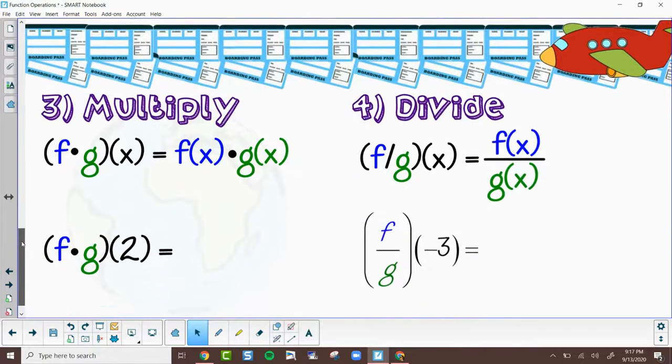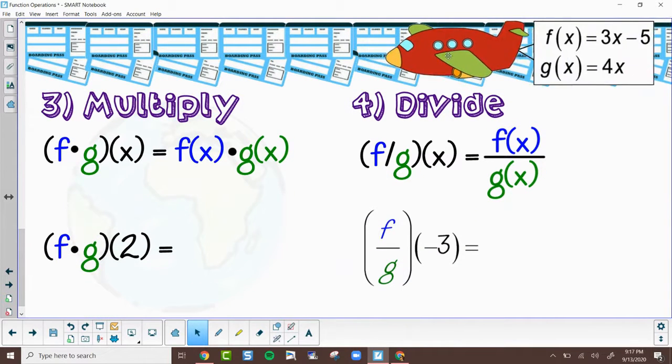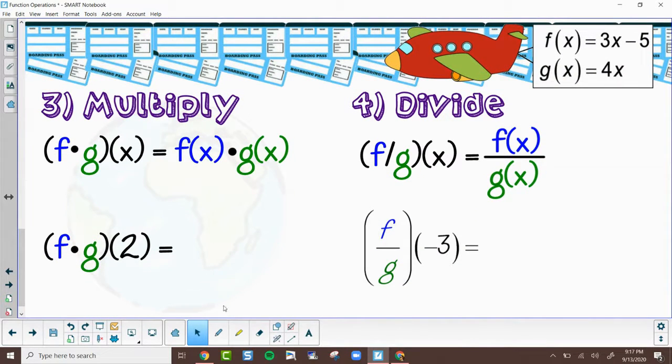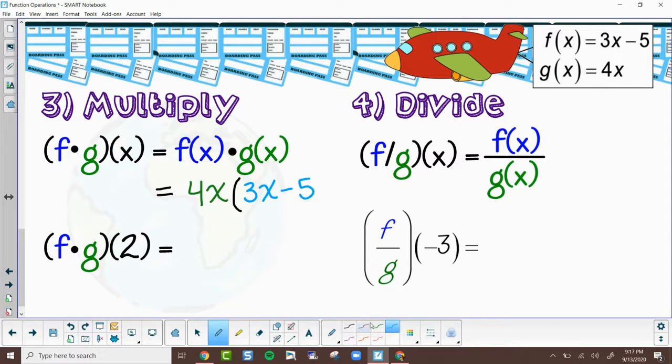All right, we're going to try multiplication and we're going to try division. So again, here's my f and g. So we're going to try to multiply and we're going to try to divide. So, okay. So I've got g of x and f of x. So I've got 4x. And I'm going to write these kind of side by side, kind of like this. So 3x minus 5 looks something kind of like that. Okay, I'm going to need to distribute.